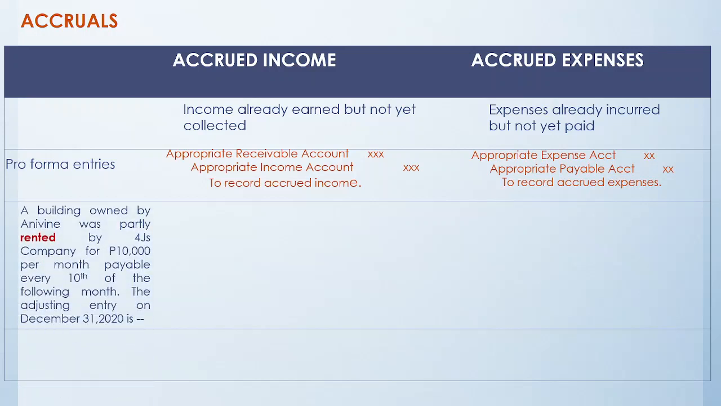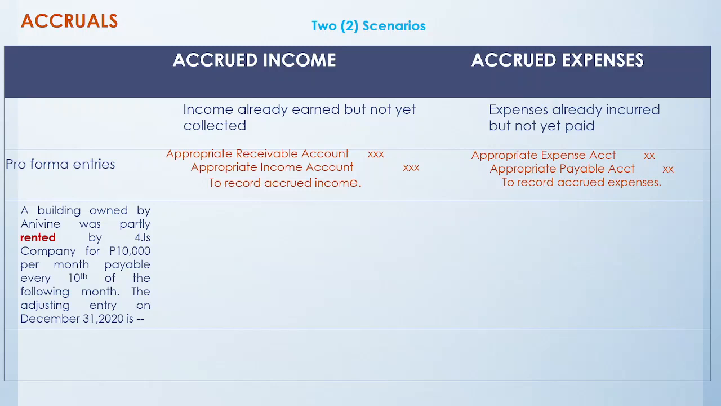A building owned by Annie Vine was partly rented by Forges Company for $10,000 per month. Please take note, payable every 10th of the following month, and we are required to prepare the adjusting entry on December 31, 2020. Let me ask you this question. In the books of Annie Vine, the owner of the building, when will the December 2020 rental be collected? And in the books of Forges Company, when will the December 2020 rental be paid? The answer is on January 10, 2021.